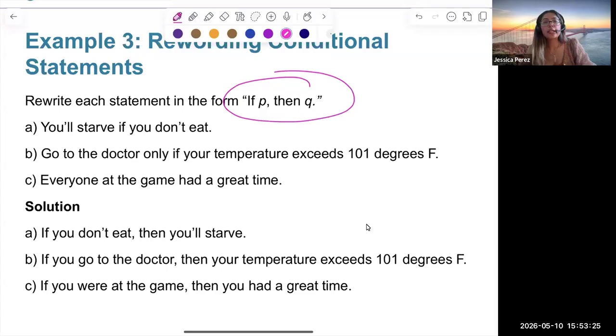Okay, so we can split if and then. So you'll starve if you don't eat. That means if you don't eat, then you'll starve. Then go to the doctor only if the temperature exceeds 101. So that means if you go to the doctor, it's because your temperature is exceeding 101.